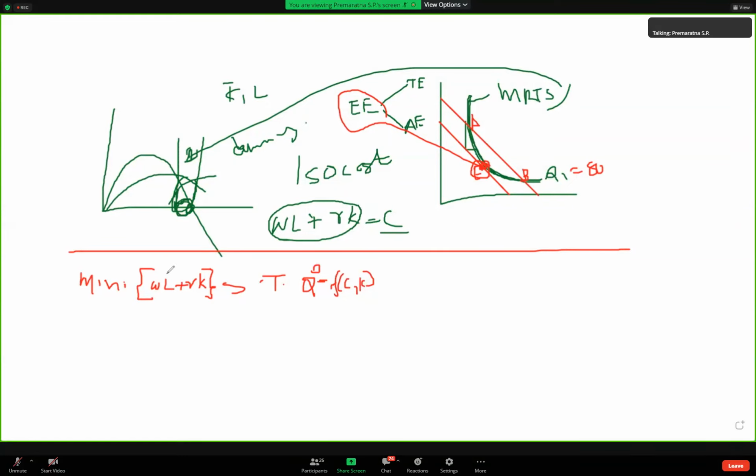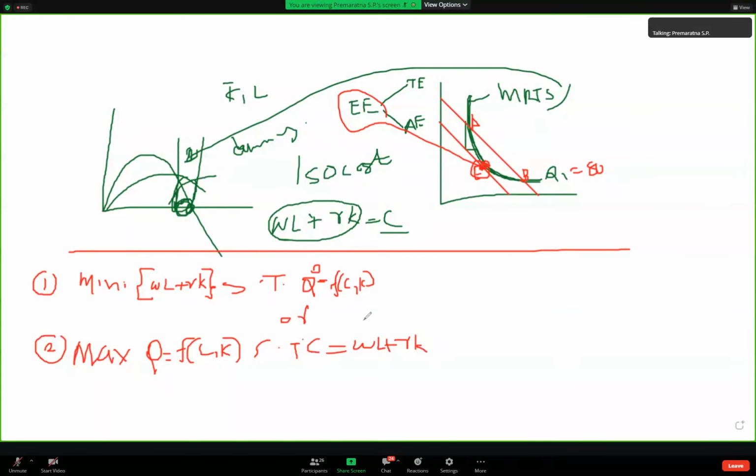That's one way producers may do it. The other way is that producers try to maximize output. The objective is output maximization, but subject to a given budget. Either way, they reach the same point.